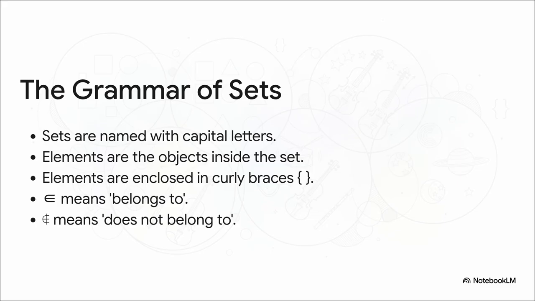Okay, so here's the basic grammar you need to know. It's super simple. We name sets with capital letters, like A or B. The things inside the set, we call those elements, and you'll always see them wrapped in these squiggly curly braces. And then you have these two symbols. They're kind of like the verbs. The ∈ symbol means is an element of or belongs to. And the one with the line through it, you guessed it, does not belong to. It's a really simple, clean system.